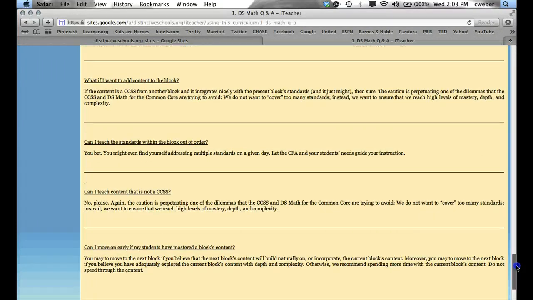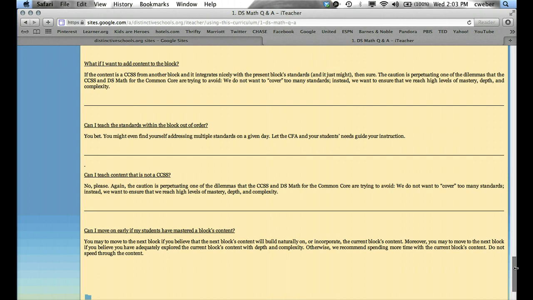A couple other quick questions and answers. What if I want to add content to the block? What I would say to that is, if the content you want to add to, let's say, block 2 is from block 5, but it is a Common Core state standard, then sure, particularly if it integrates nicely. Here's an example. I'm adding in the early grades. Let's say I'm adding whole numbers. And I like to show adding of whole numbers using a ruler, using measurement. Well, measurement comes up in block 6, but I'm in block 2. Well, you bet. Do inject that Common Core state standard content.